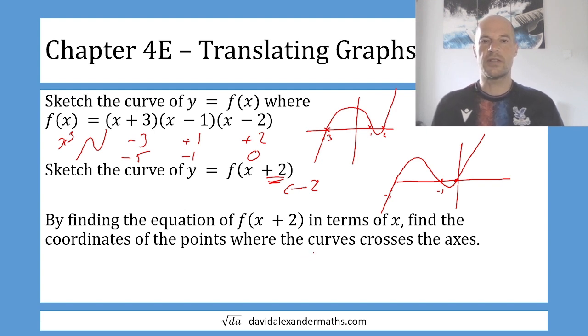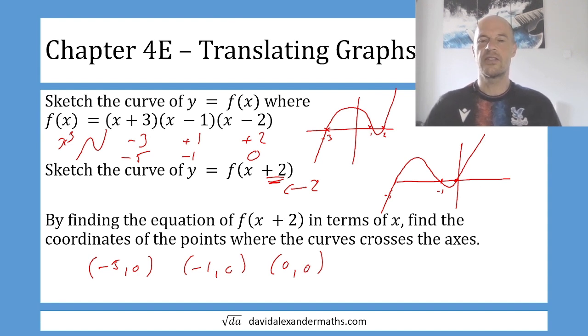So what are the coordinates of the points where the curve crosses the axes? Well, first of all, we know it cuts through at -5, 0. We know it goes through -1, 0, and it goes through 0, 0, and we don't need to worry about where it crosses the y axis because that is also covered by the 0, 0.